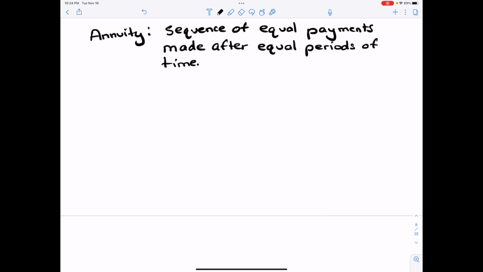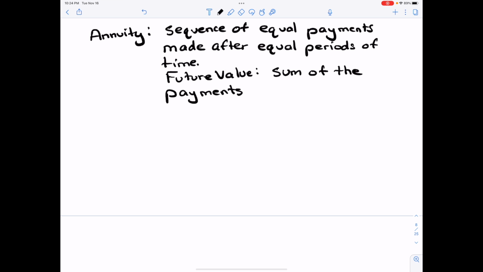And if you want to talk about the future value, that's the sum of the payments and interest. So like if you put all the payments and interest into an account and let it just sit there, the future value would be like at the end of a certain period of time, what is it worth?